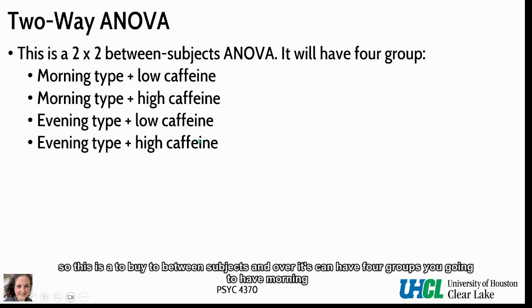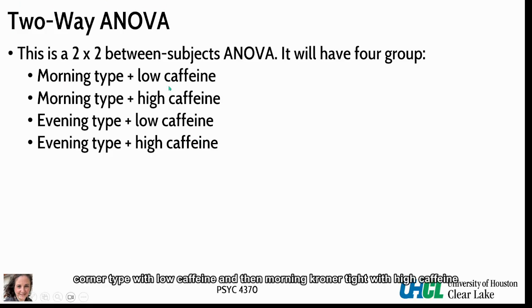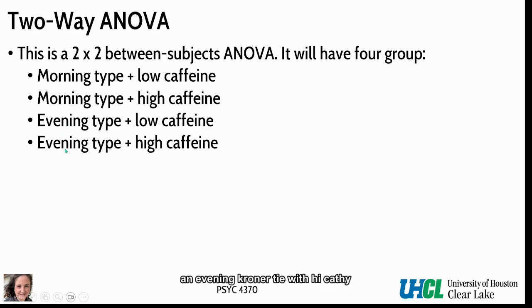So this is a 2x2 between subjects ANOVA. It's going to have 4 groups. You're going to have morning chronotype with low caffeine, and then morning chronotype with high caffeine. Then you're going to have evening chronotype with low caffeine, and evening chronotype with high caffeine.